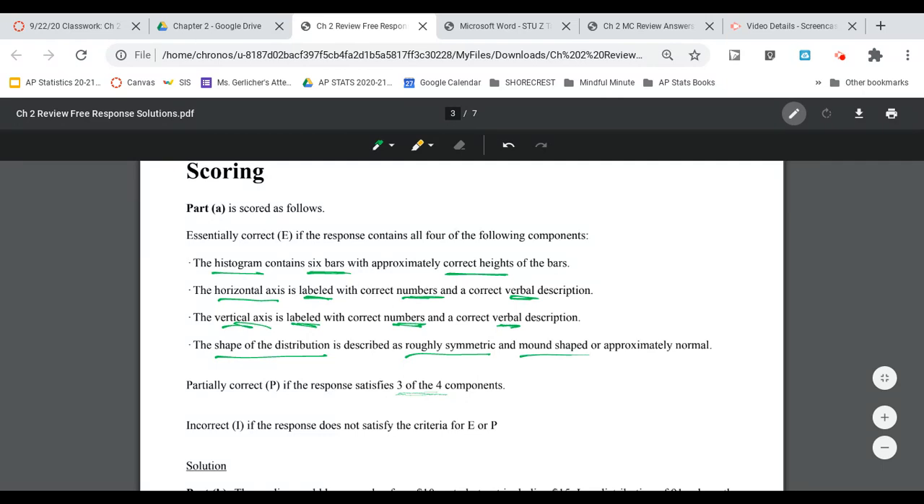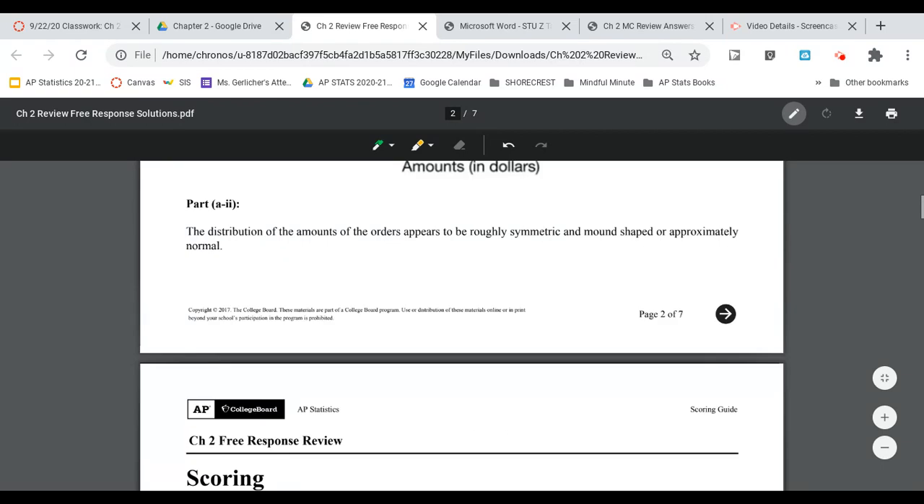Other things they allowed was mound shaped, or if you said approximately normal, even that was okay. If you said normal or symmetric, it would be wrong. You need the ly word on there to soften it down. So approximately normal is good. Okay, so let's go up to their actual solutions.